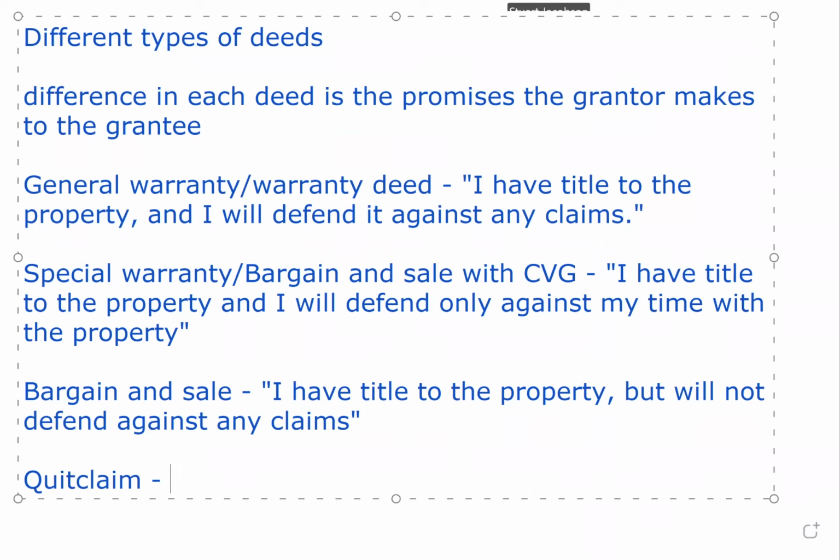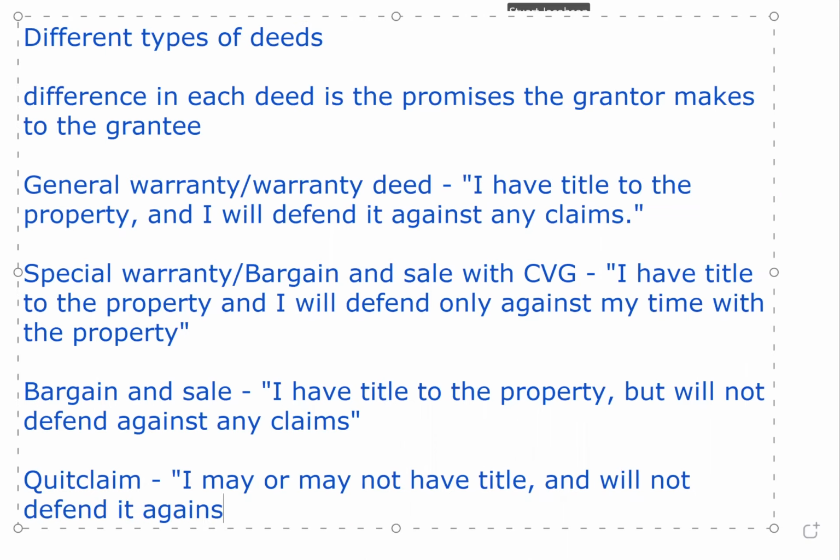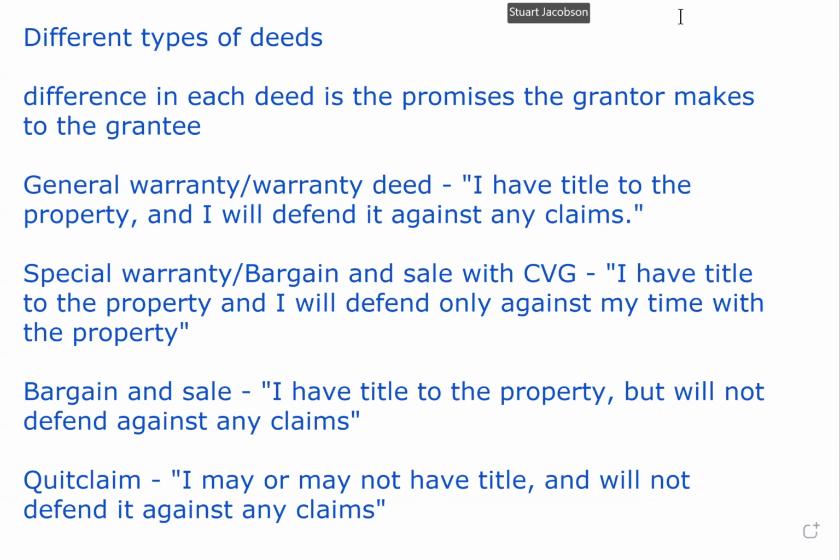Not a quick claim. Everyone always says that. It's a quitclaim. It says, I may or may not have title and will not defend it against any claims. So what does that mean? That means, hey, I might not even have ownership to the property.